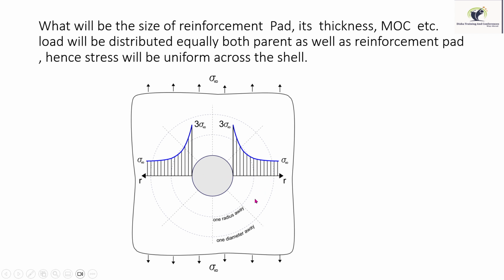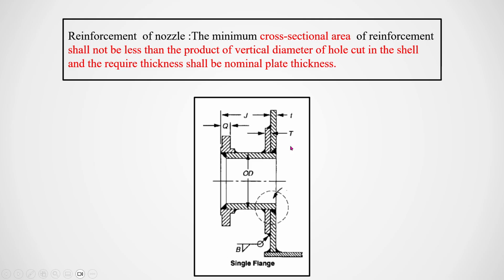So your reinforcement pad design should be how much? Now you see, this is the nodule. This is the inner, this is the outer, this is the main shell, this is the reinforcement plate. So the area of this outside plate should be equal to the area of the nodule, and the thickness of this will be equal to the shell thickness.